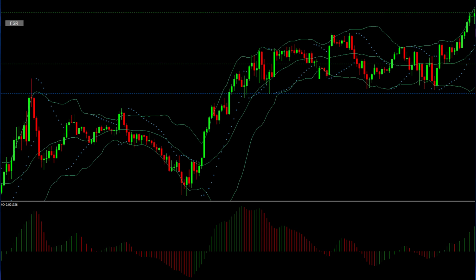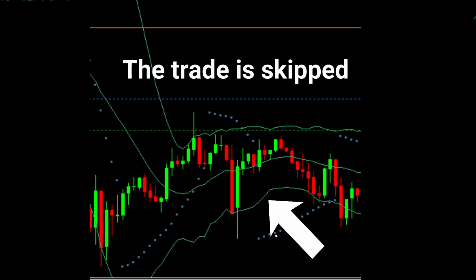4. At the close of the candle, a buy transaction is made. 5. Stop loss is set below the parabolic SAR indicator, but not less than 15 pips. If the size of the potential stop exceeds 30 pips, the trade is skipped.